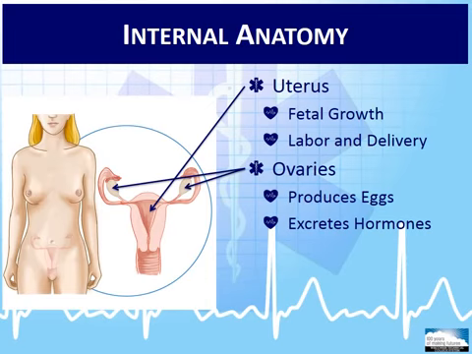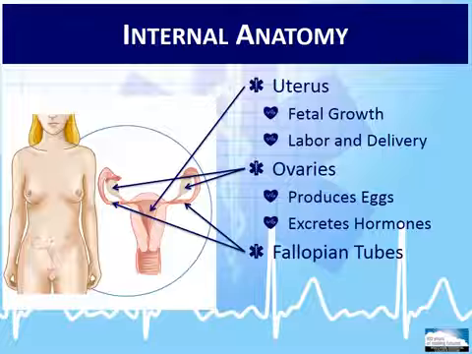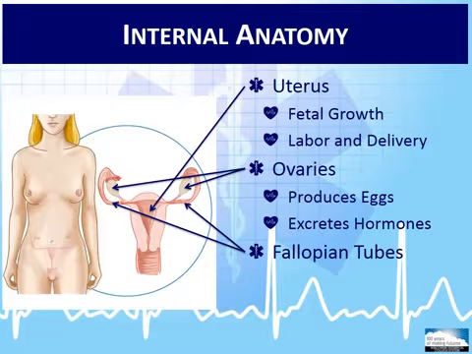The ovaries and uterus are connected via fallopian tubes. When an egg is released from an ovary, it travels down the fallopian tube into the uterus. If fertilization of an egg occurs, it commonly does so while in the fallopian tube. In a normal pregnancy, the fertilized egg will continue its journey down the fallopian tube into the uterus for implantation and continued development.